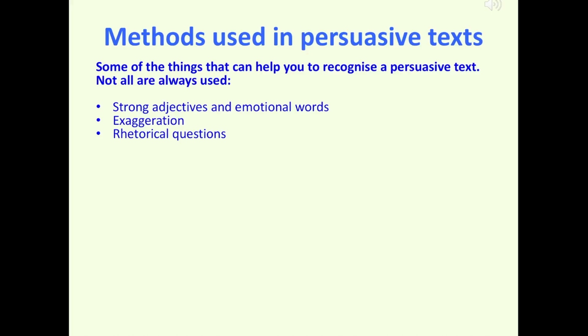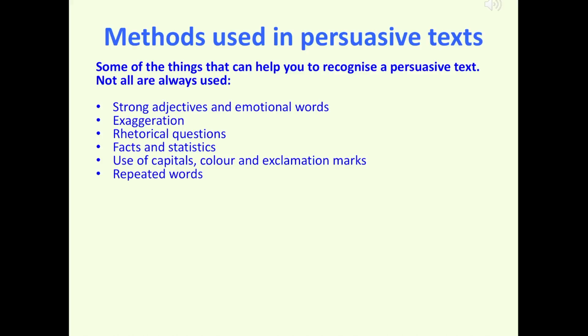Rhetorical questions, those are questions that don't really need an answer. An example might be, have you seen the weather today? Facts and statistics are often used in persuasive texts. Facts and statistics are used to try to persuade you to see it from the writer's point of view. There can be good use of capitals, colour and exclamation marks to make their point clearer.